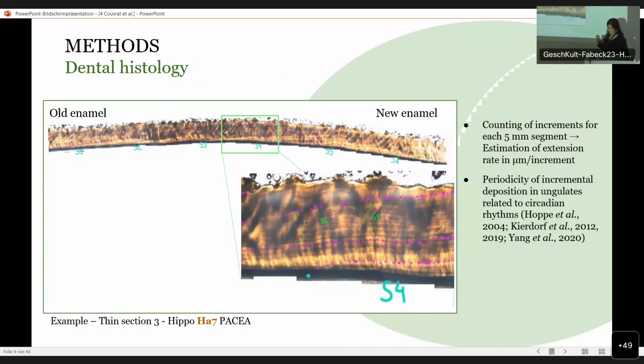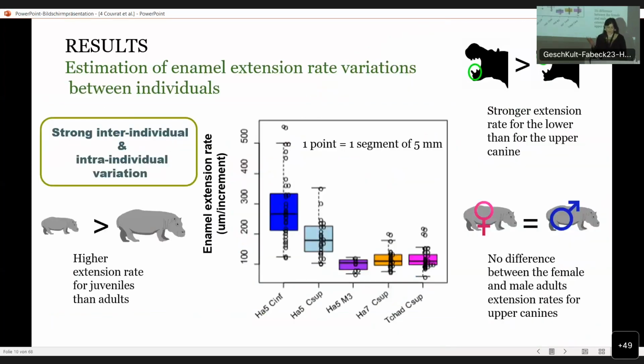Using stitched images of thin sections, I focused on the increment lines. You can see here, it's the deposit of enamel, and they were counted within each 5 mm segment. It allows us to obtain a rate of enamel extension in micrometers per increment. And in ungulates, it has been related to circadian rhythm for the brachyodont and hypsodont molar teeth. And it can help to provide an estimate of the growth rate of the teeth.